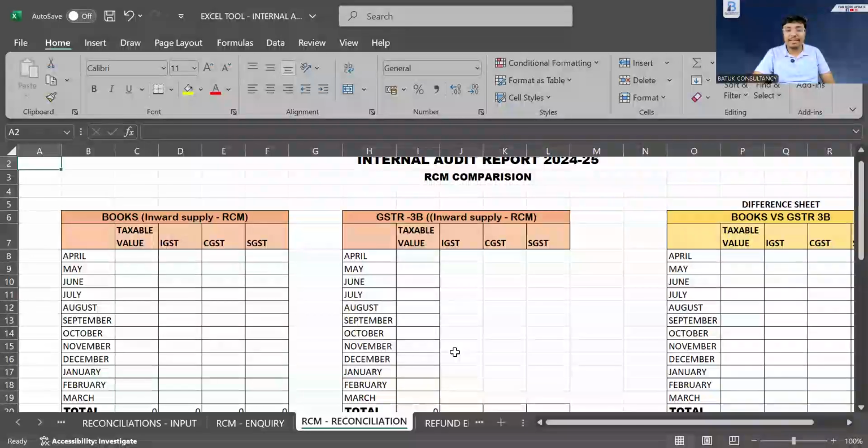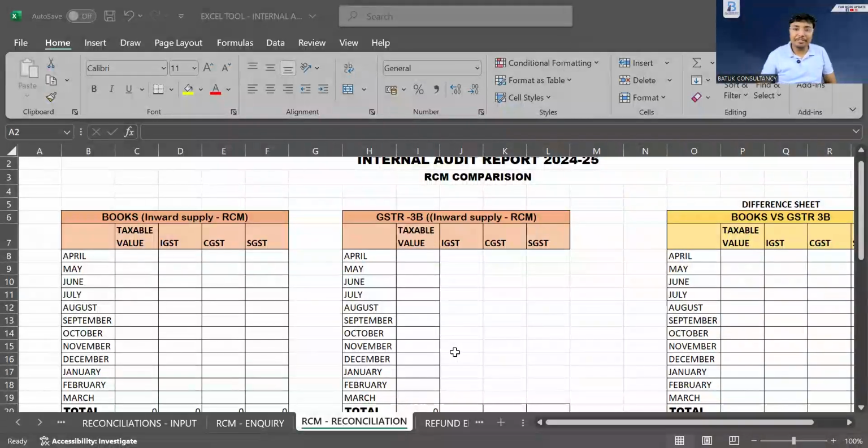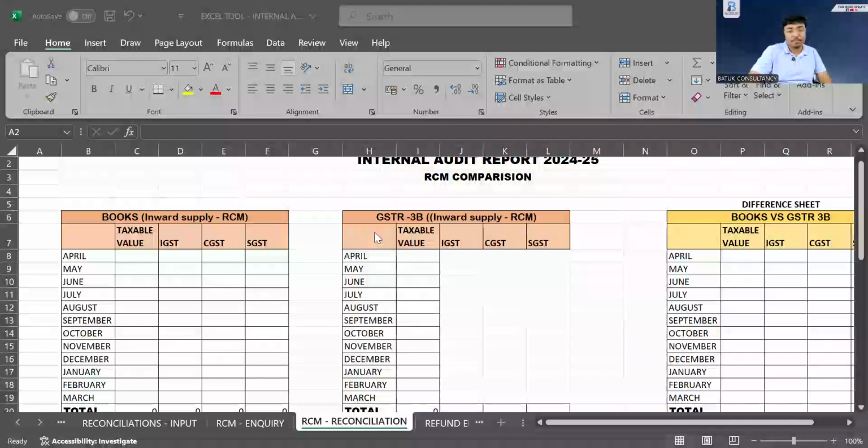Financial statement wise analysis we have done. Now we also need to identify the reverse charge mechanism as per books of accounts, and the reverse charge mechanism as per GSTR-3B should be reconciled. There should be no difference.